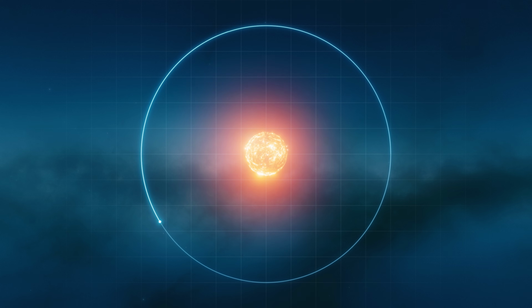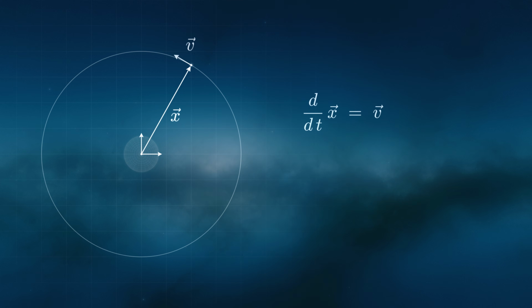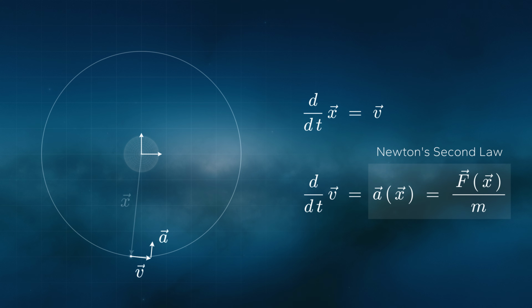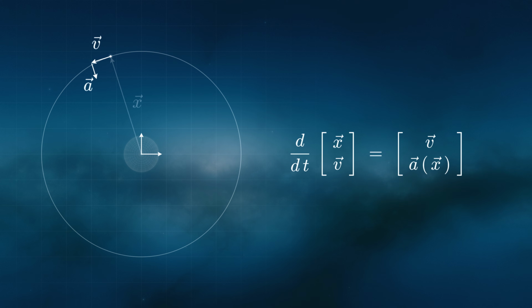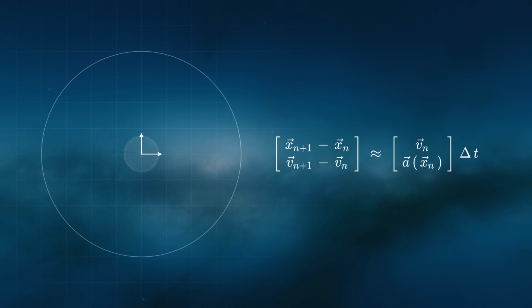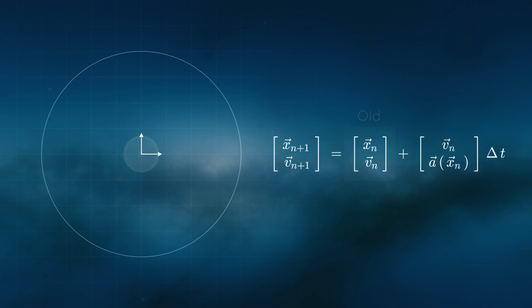So how would you simulate an object following even such a simple orbit? We know that velocity continuously changes position and that acceleration, here given by Newton's second law, continuously changes velocity. And these changes happen simultaneously in infinitesimal steps, constantly generating new positions and velocities. In a simulation you can't compute infinitely many infinitesimal steps, so you replace them with small finite time steps. So at each time step, the old position and velocity, plus a tiny change based on those old values, give the new position and velocity.